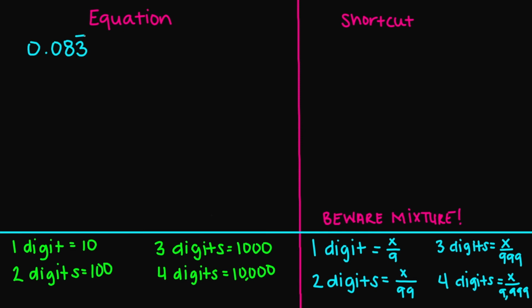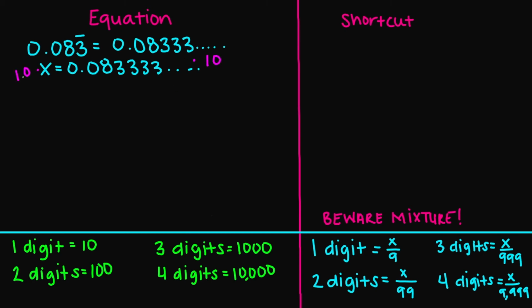So let's look at this example. Let's say we had 0.083 repeating. So this equals 0.083333, and it goes all the way down. I'm going to let my x equal 0.08333 repeating. Since I have one digit that's being repeated, I'm going to multiply both sides of my equation by the number 10. So my left side here, we have 10x. And then here on my right side, this is just going to be 0.83333 repeating.